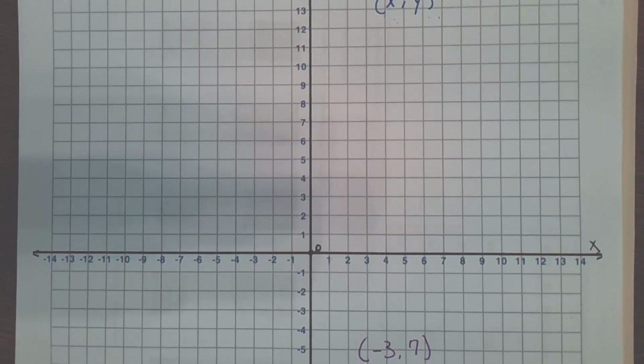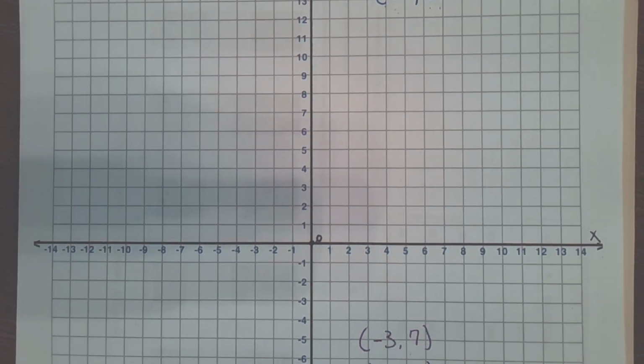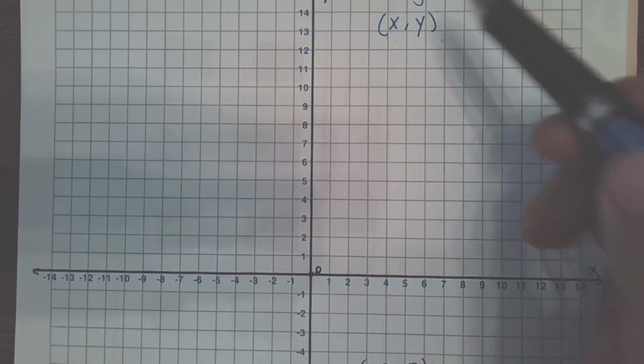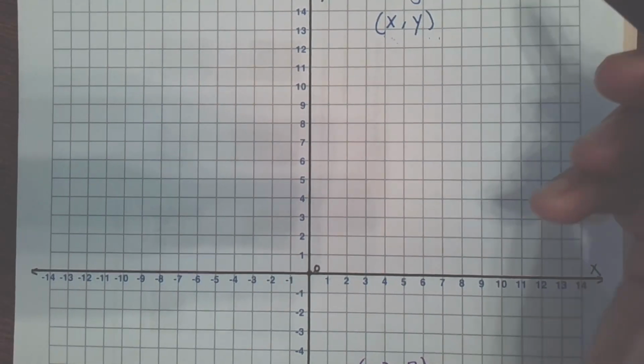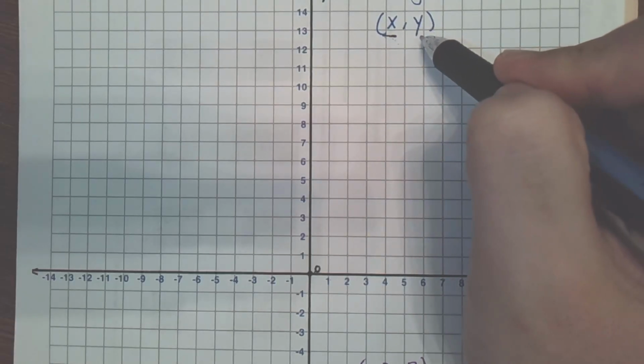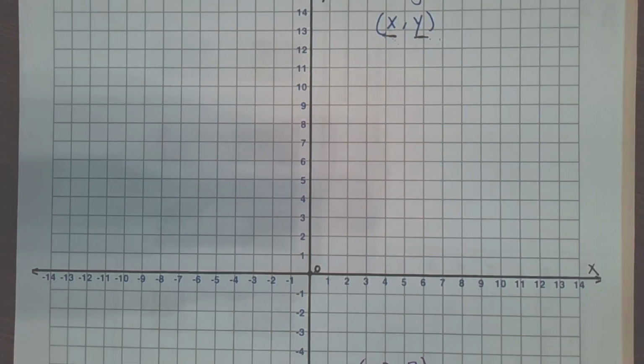For example, I have -3 and 7 right here. You have two numbers, first number, second number. And you have to know which number is x, which number is y. And as you can see over here, first number is always x, second number is always y.